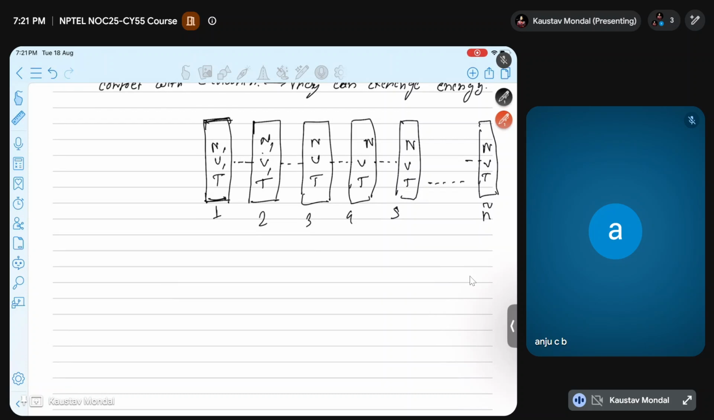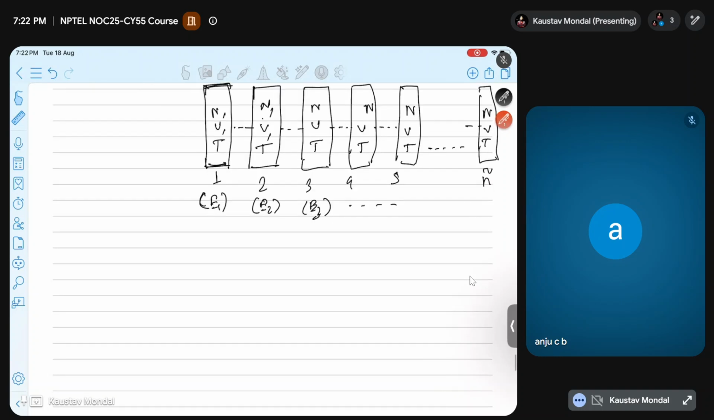So for this system, let's suppose member 1 has E1 energy, member 2 has E2 energy, member 3 has E3 energy at a particular instance. So although the NVTs are the same, the composition, volume, and temperature, since they are in thermal contact with each other and exchanging energy, as a result their internal energy values are not equal.